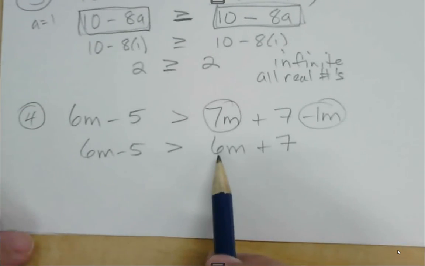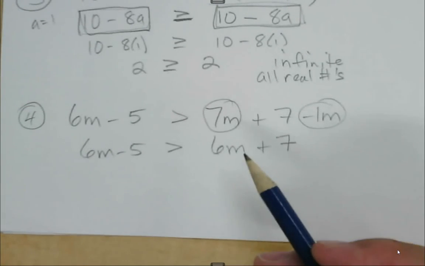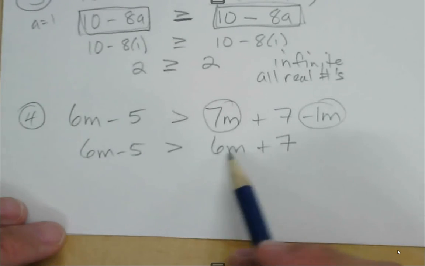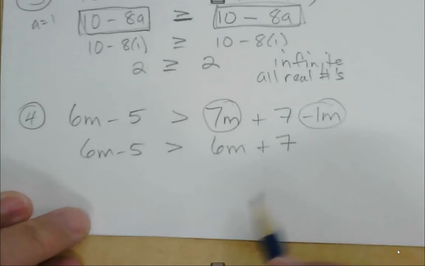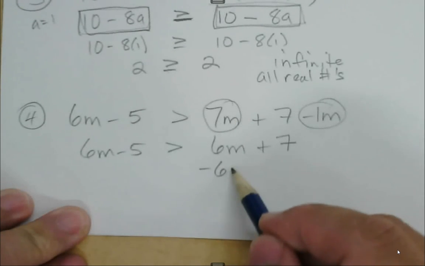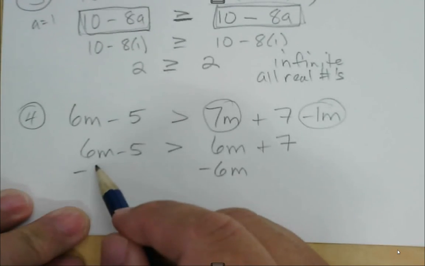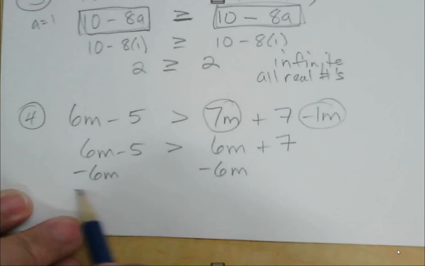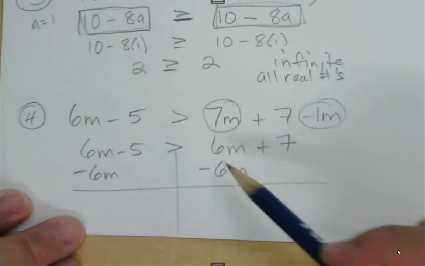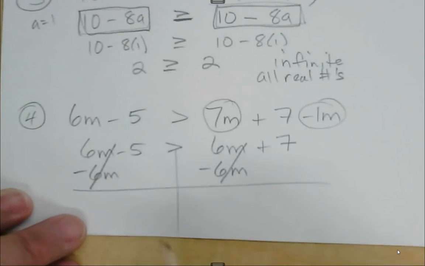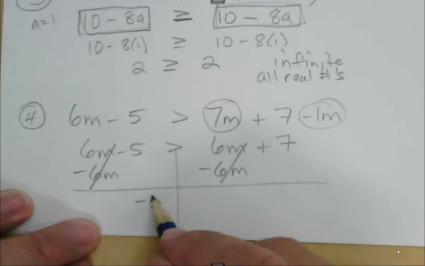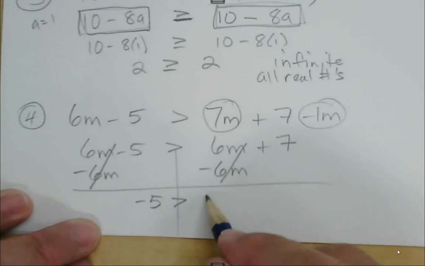So if I were trying to get the variable to one side, which is what we're used to doing, again, we said we'd try to get our variable on the left side just because we could use that to graph it. So if I take negative 6m from this side, then I have to also take negative 6m from this side. And notice what happens. This cancels out and this cancels out. So all I'm left with is negative 5 is greater than 7.